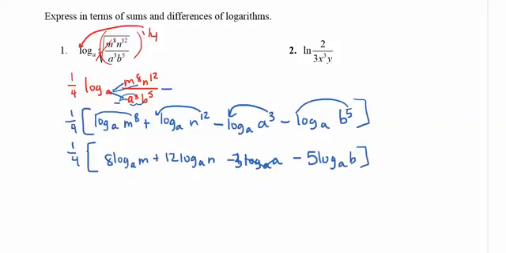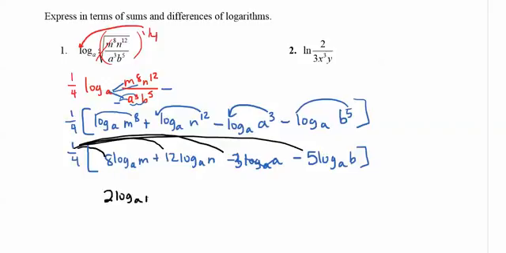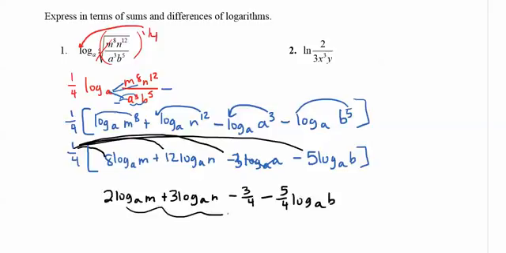Okay, so final step is to clear the parentheses by distributing that 1/4 that I brought down at the very beginning. Now that distributes to the front of all of the logarithms. So if there's already a number there, you're going to multiply by 1/4. So 1/4 times 8 is 2 log base a of m. 1/4 of 12 is 3 log base a of n. 1/4 times 3 is 3/4, and that log a of a was going to cancel. And then I have minus 1/4 times 5 is 5/4 log base a of b. And that's going to be the final answer there.